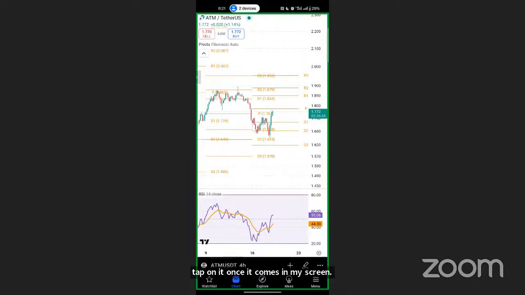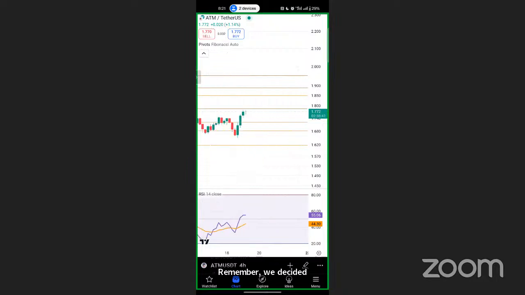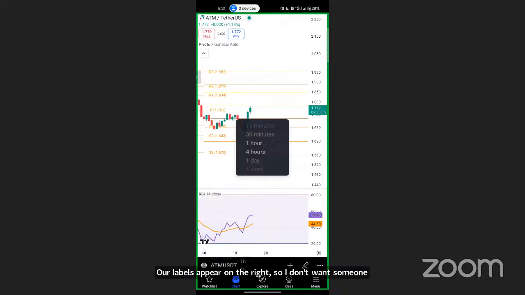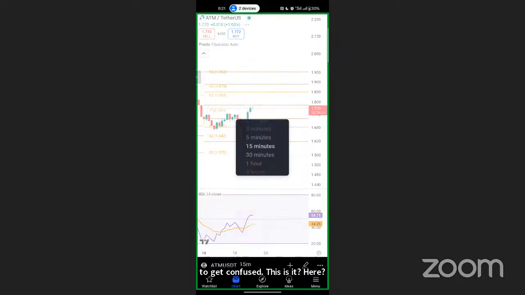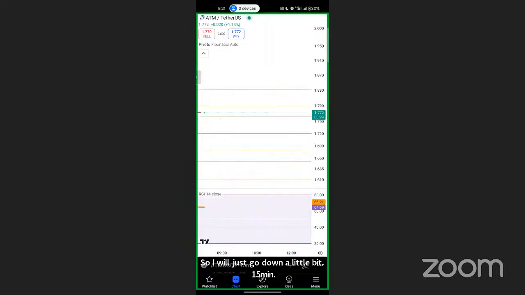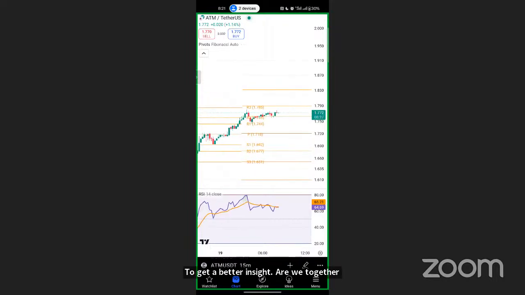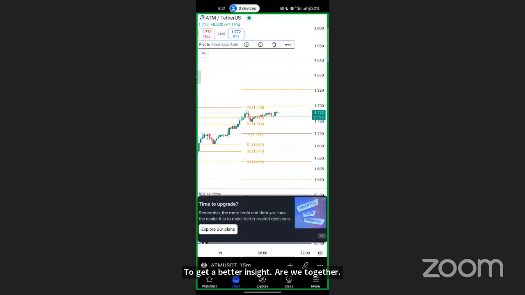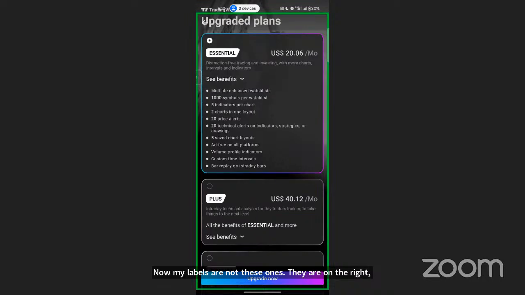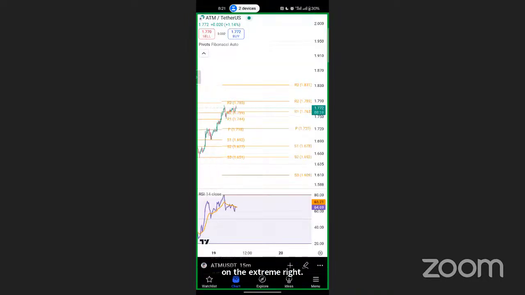Remember, we decided to say that our labels appear on the right. So I don't want someone to get confused. This is it here. So I will just go down a little bit, 15 minutes, to get a better insight. Are we together? Now, my labels are not these ones. They are on the right, on the extreme right. These ones can disturb.